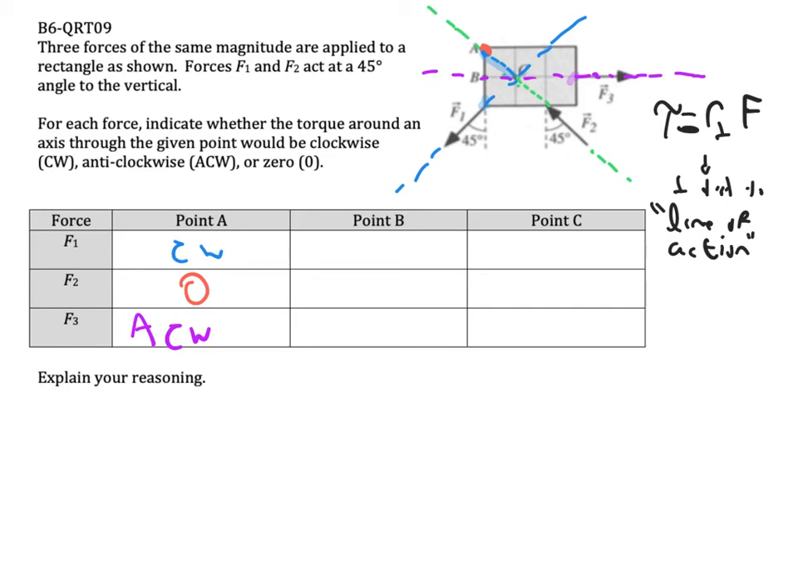Not a big deal. The same kind of reasoning applies if we look now at point B. The purple line goes through point B, so there's 0 torque. And the blue one is still pulling that direction. It's not as strong, but it tends to pull the same way. And then we can look at the green one, and the green one is pushing it. So if we push to the side, it's going to try and spin it this way, which is anti-clockwise.